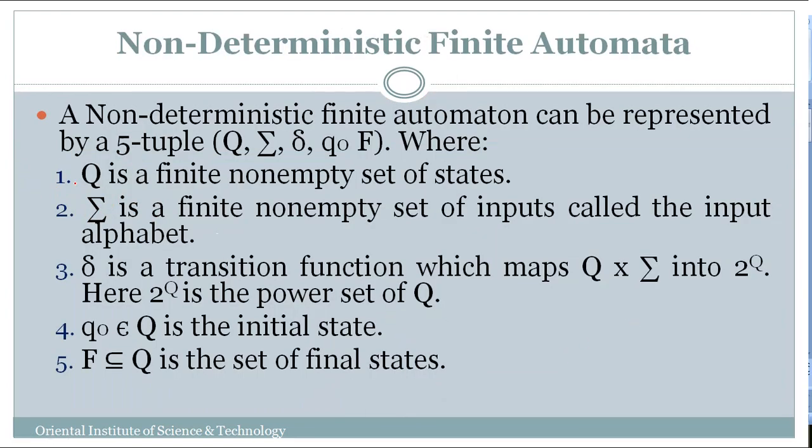So in case of non-deterministic finite automata, if I am talking about FA, finite automata, it is further divided into two kinds of automata. One is called deterministic finite automata, DFA, and another one is non-deterministic finite automata, that is NFA. So what is the difference between these two? DFA has determinism, and NFA has non-determinism.